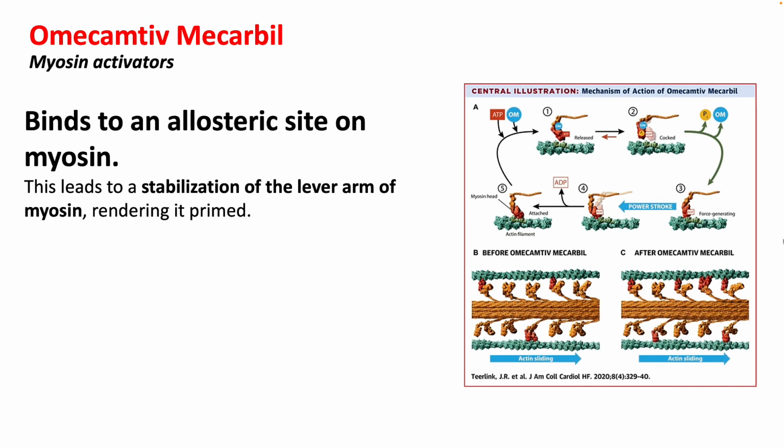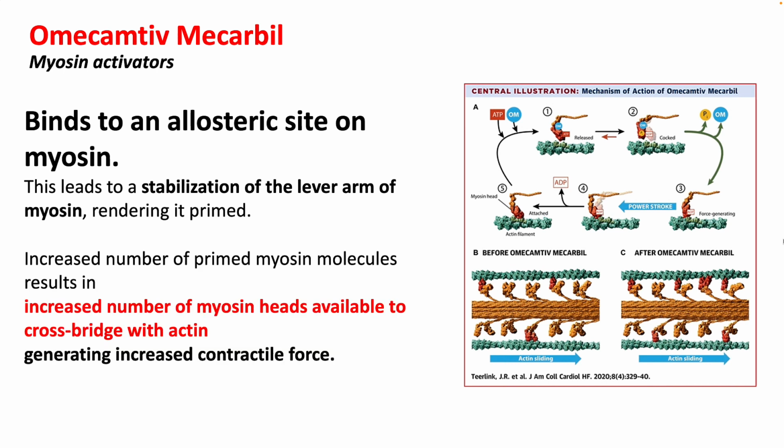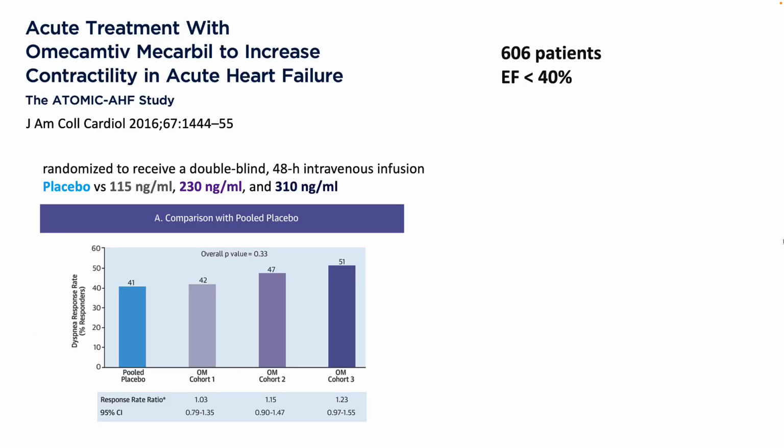Omecamtiv is one of the newer drugs. It's a myosin activator and binds to an allosteric site on myosin, therefore stabilizes the lever arm of myosin and renders it primed. Priming of the myosin molecules results in an increased number of heads available for cross-bridging, therefore it generates more contractile force. So you can see in this picture that there are only 3 cross bridges without omecamtiv, and the number of cross bridges increases when you use this medication.